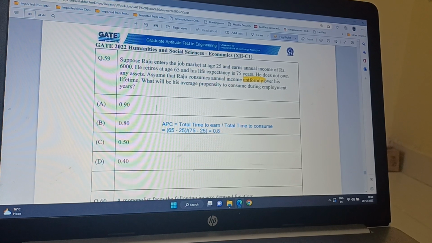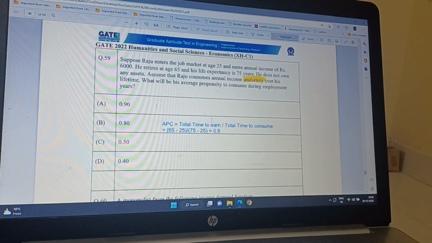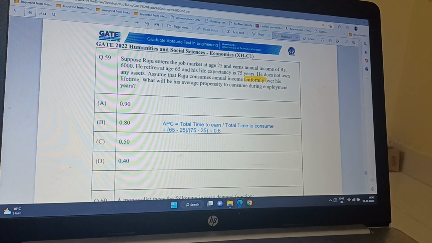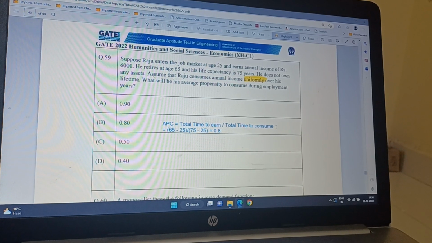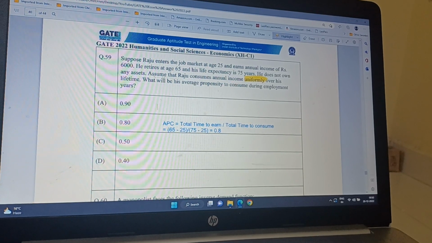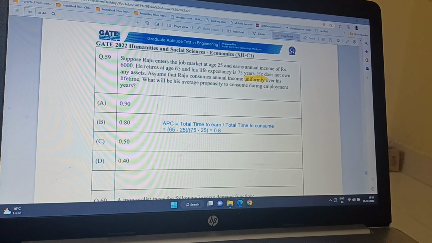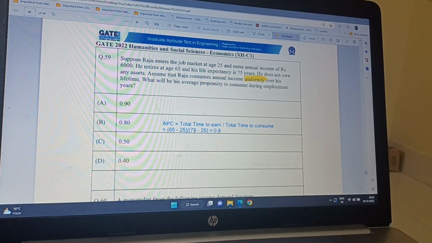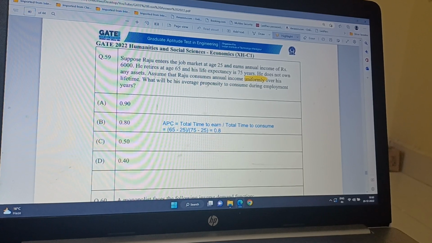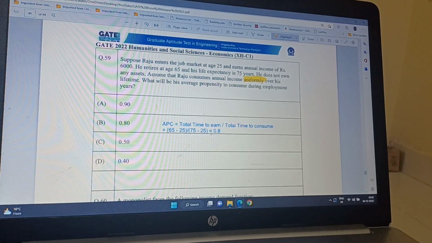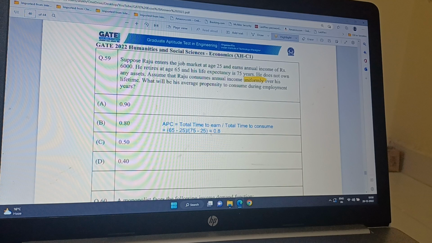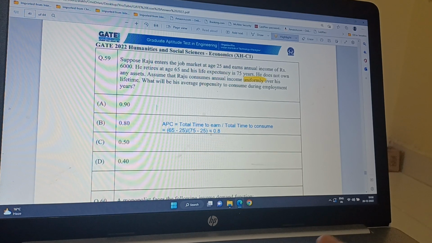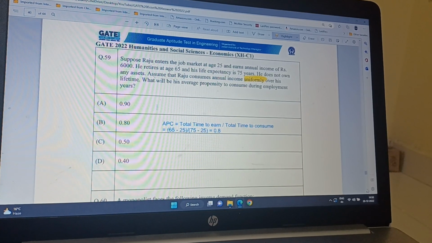The average propensity to consume formula is total time to earn divided by total time to consume. Since he is earning until 65, the total time to earn is 65 minus 25, which is equal to 40, divided by his total time to consume, that is 75 minus 25, 50. So APC is 0.8. Hence answer B is correct.